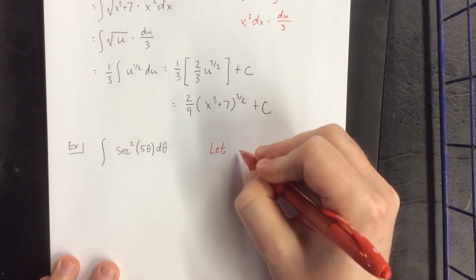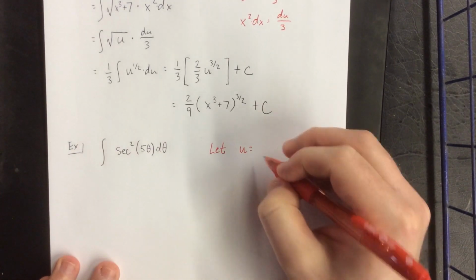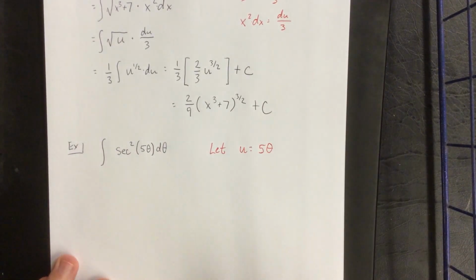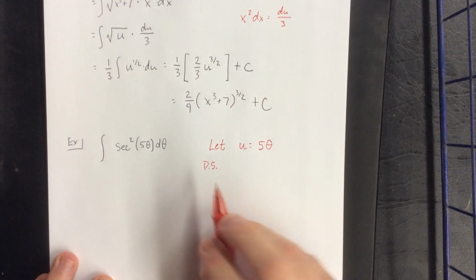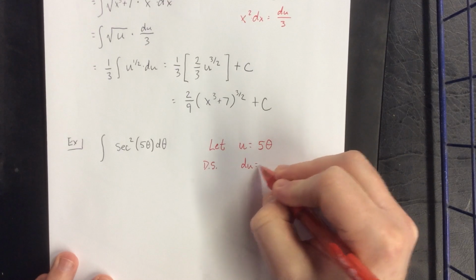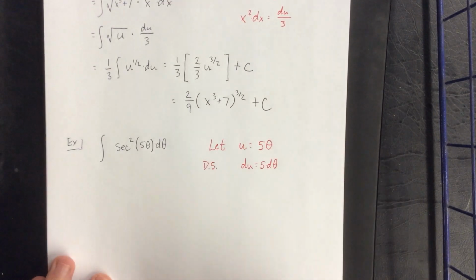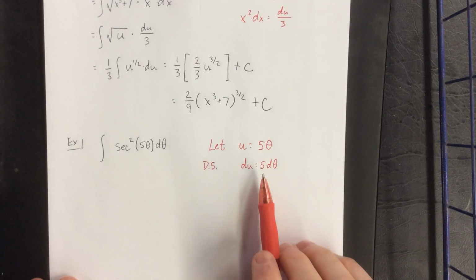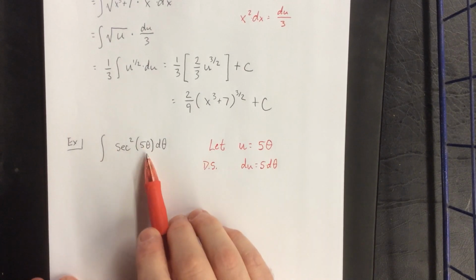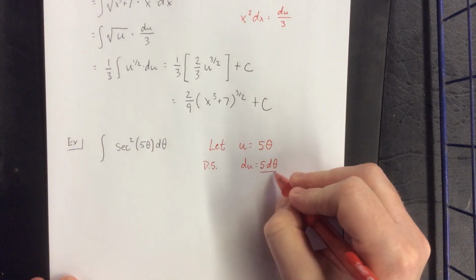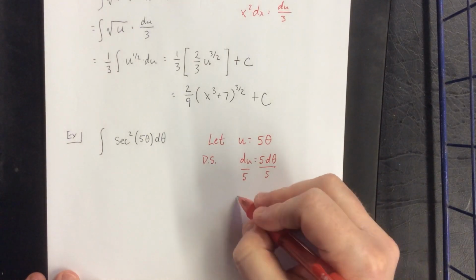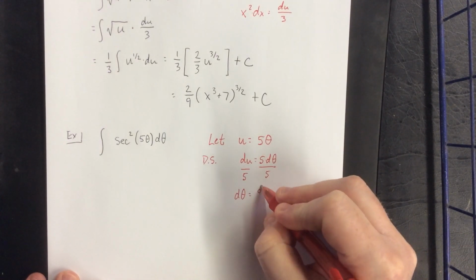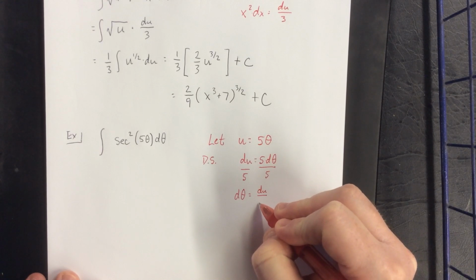So I'm going to say, let's let u be equal to just what's on the inside of the parentheses, 5 theta. Theta is our independent variable in this case, so for our differential substitution, du is going to be equal to 5 times d theta. We don't have an extra coefficient of 5 anywhere around here other than inside the parentheses, so what I'm going to do is divide both sides by 5. That should put us in a slightly better form. So d theta is going to be equal to du over 5.